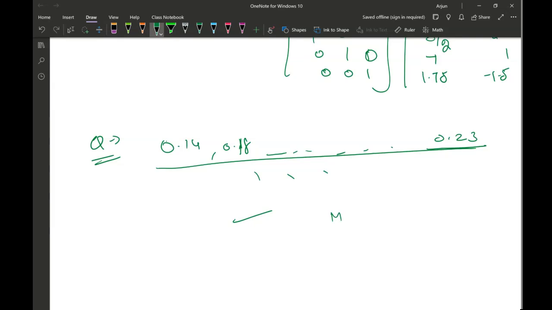Mode will be the term which is repeating itself the maximum number of times, and median will be the exact middle term in all these terms. Whatever the term is the middle term, that is the median.